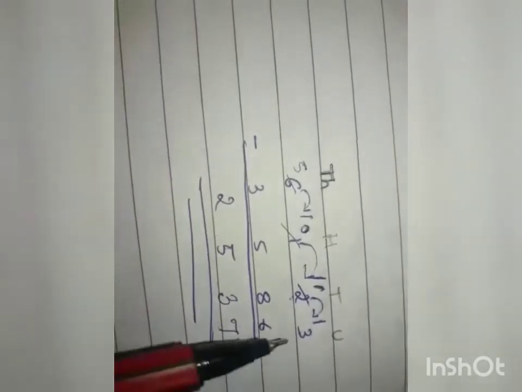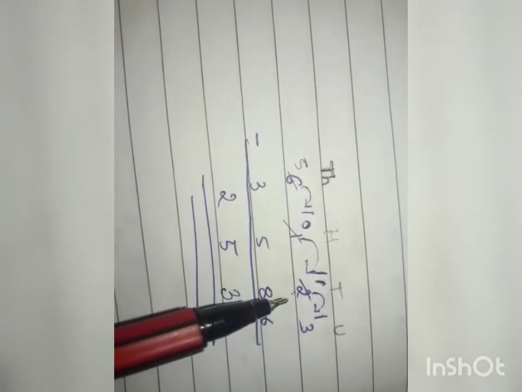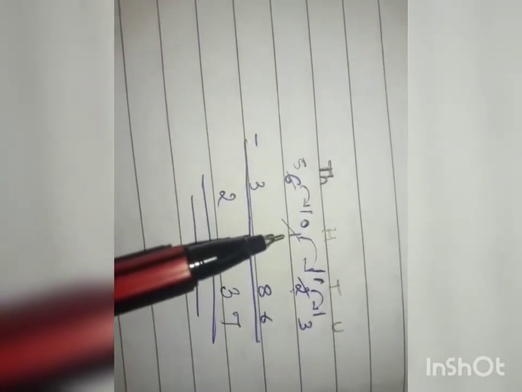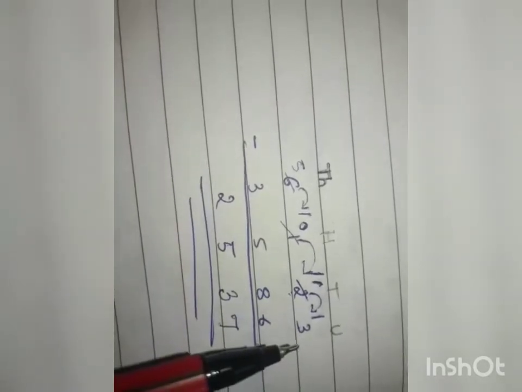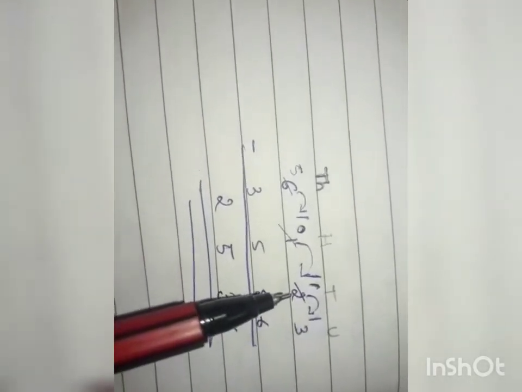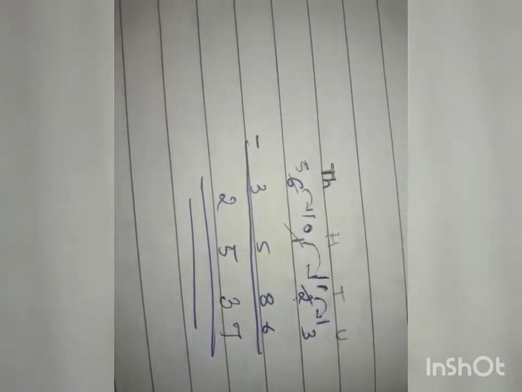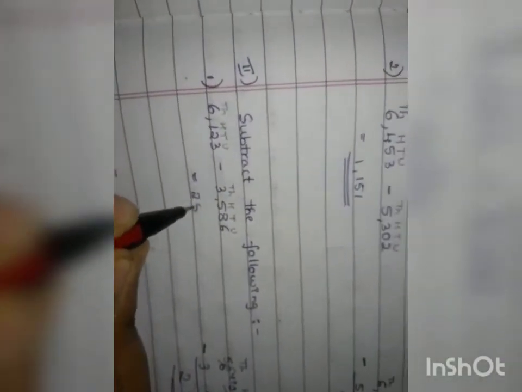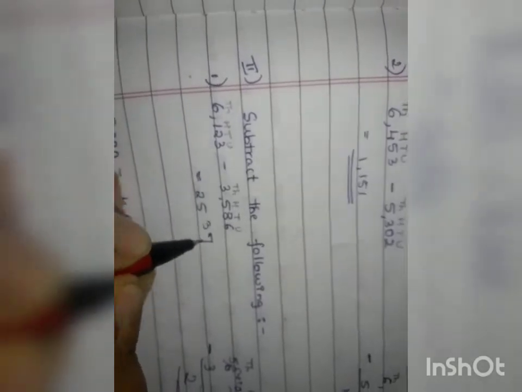If you want a number for hundreds, then you have to borrow it from thousands. If you want a number for tens, then you have to borrow it from hundreds. If you want a number for units, then you have to borrow it from tens. Okay, don't forget that. So we'll write down the answer. What is the answer? It is 2537. So this is our answer.